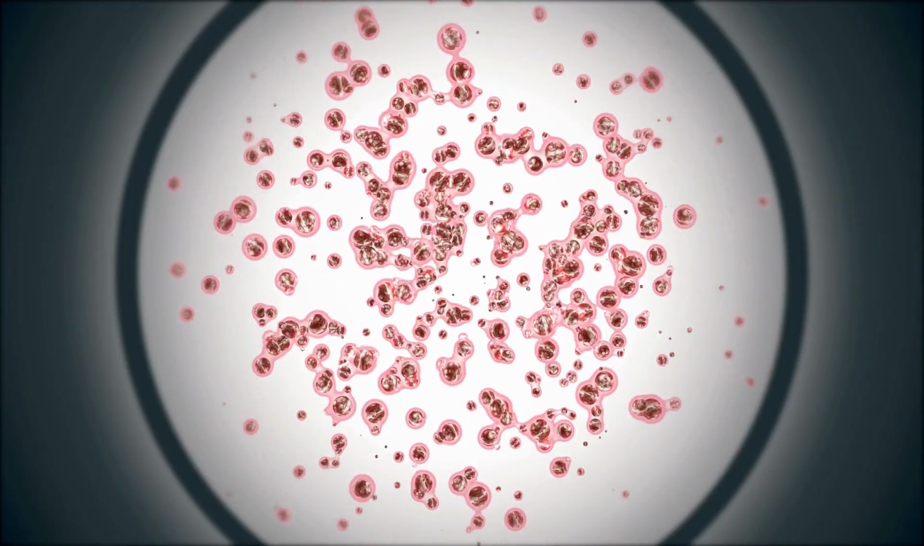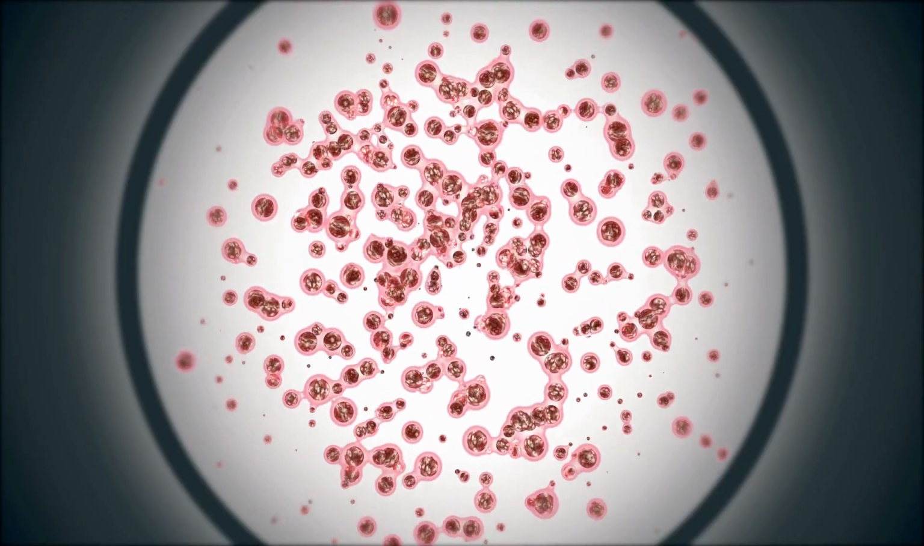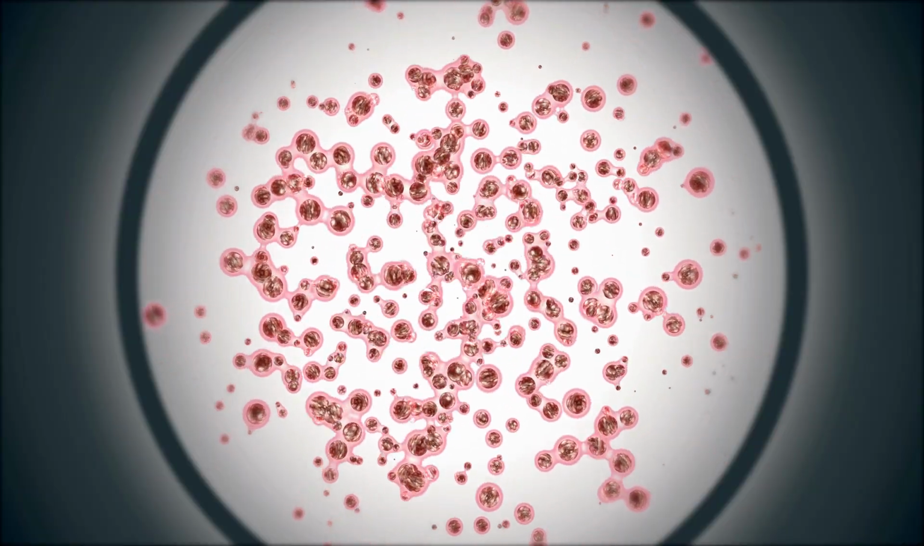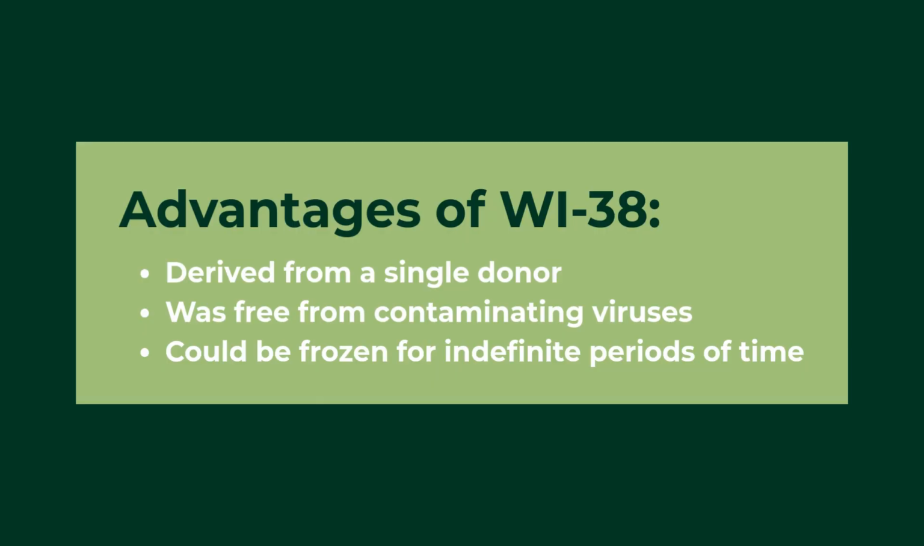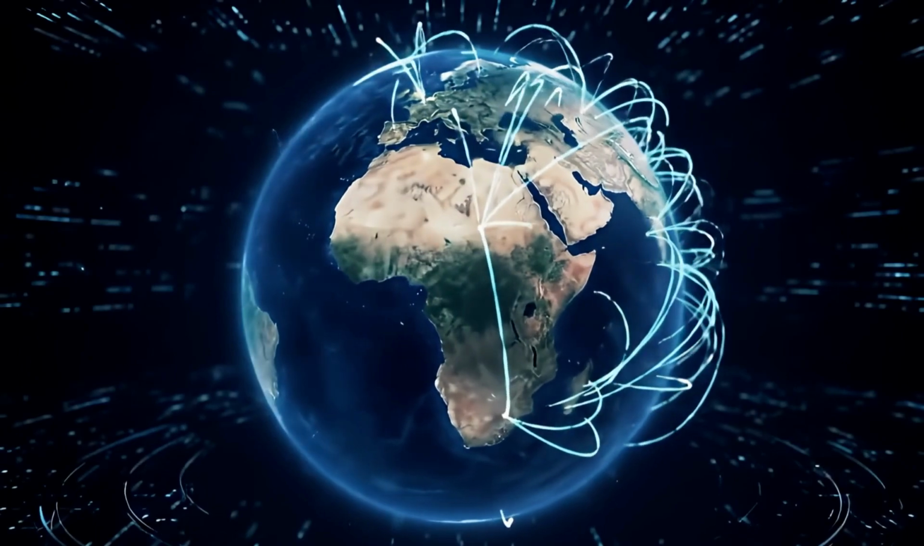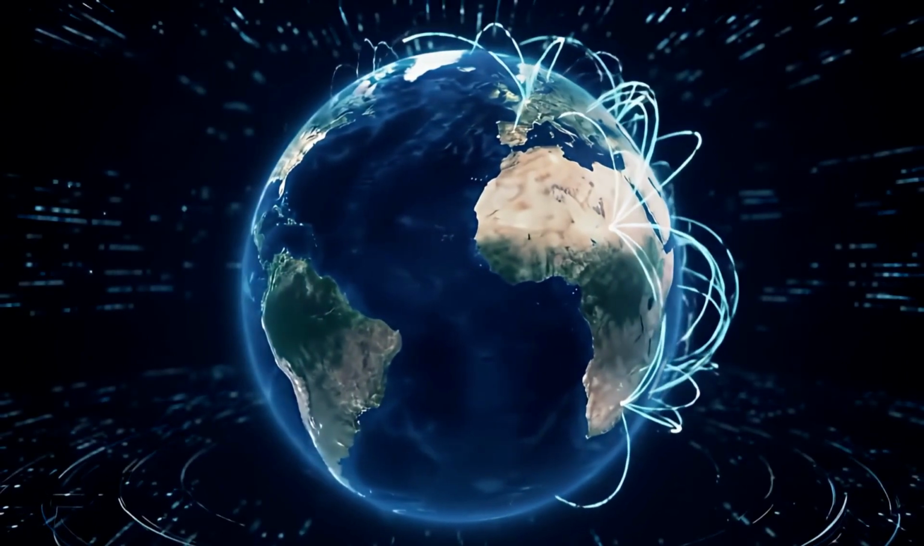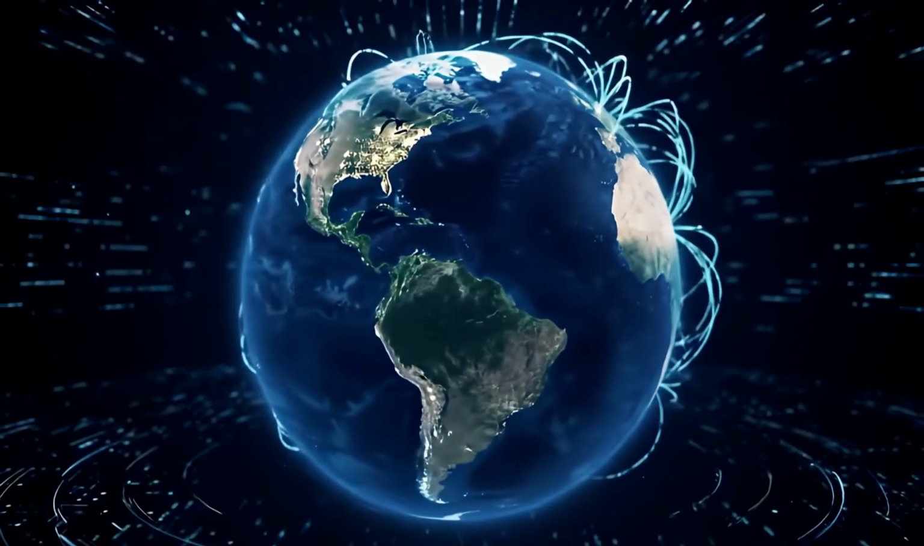Hayflick found that many viruses grew well in WI38, paving the way for the cell line to be used for vaccine production. WI38 had other advantages too. It was derived from a single donor, was free from contaminating viruses, and could be frozen for indefinite periods of time. His success with developing WI38 was a critical innovation in the development of human virus vaccines. Dr. Hayflick distributed WI38 for free to vaccine manufacturers worldwide.